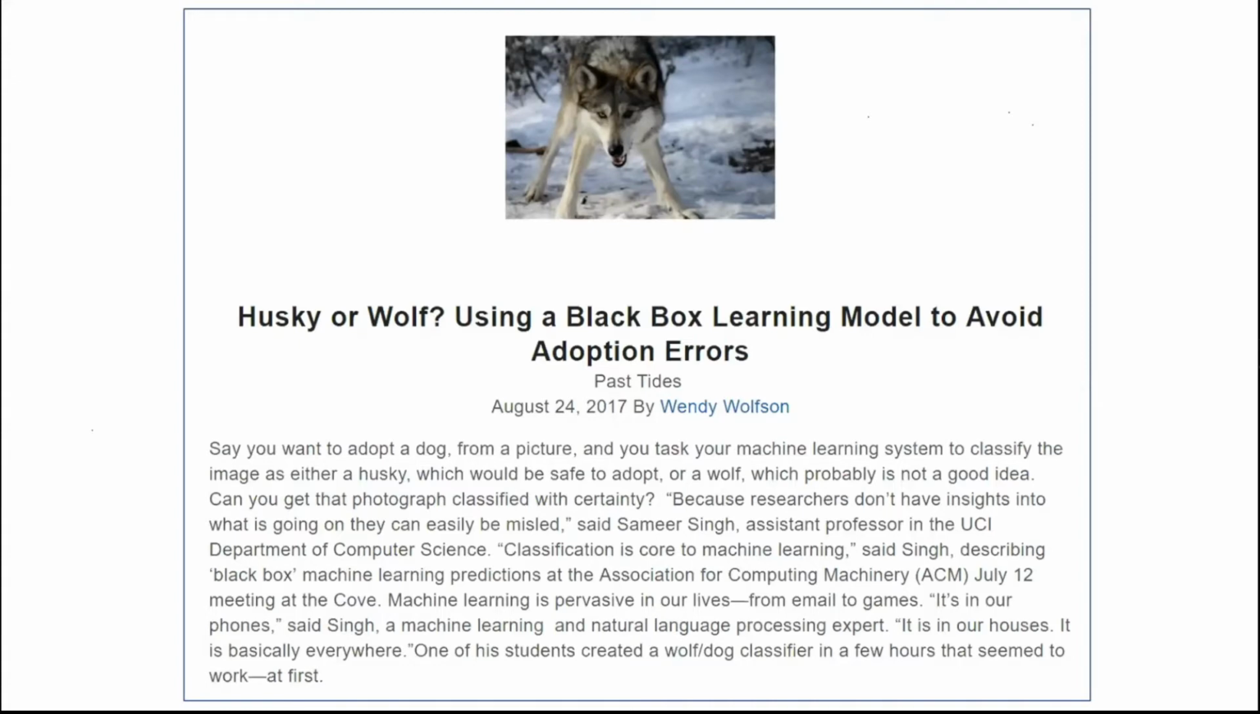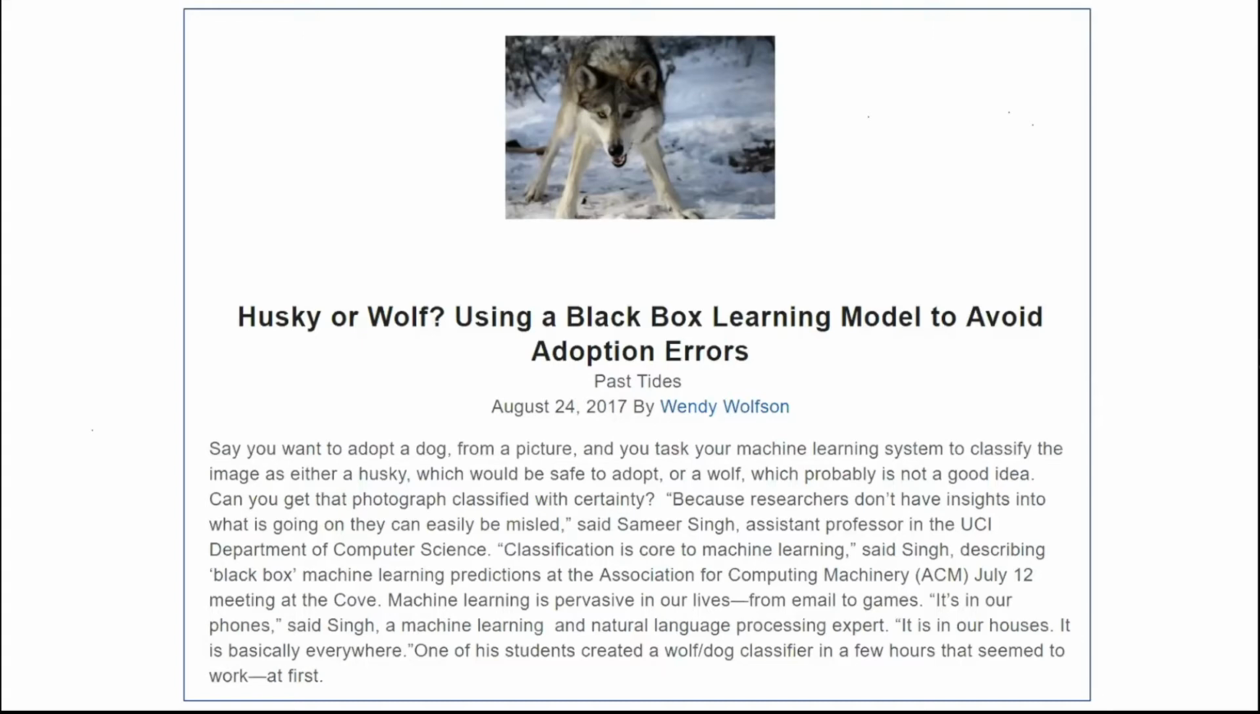What they discovered was that all the images of huskies had some white in the background. There was always some snow. And that was what the algorithm was picking up. It wasn't actually features of the face of the animal. It was picking up the fact that huskies were always against some snow in the background. And that's what the network was picking up.